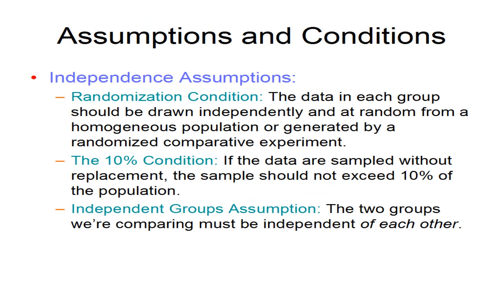The independence assumptions. The randomization condition. The data in each group should be drawn independently and at random from a homogeneous population or generated by a randomized comparative experiment. The 10% condition. If the data are sampled without replacement, the sample should not exceed 10% of the population. And the independent groups assumption. The two groups we're comparing must be independent of each other.